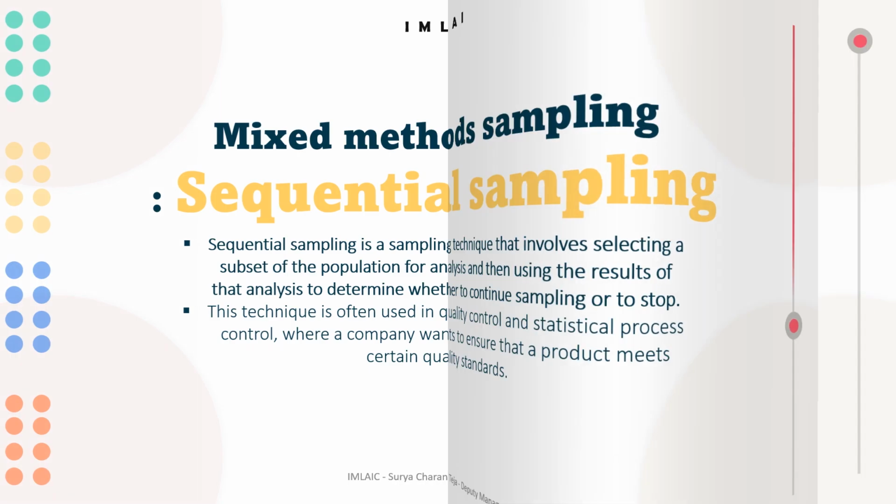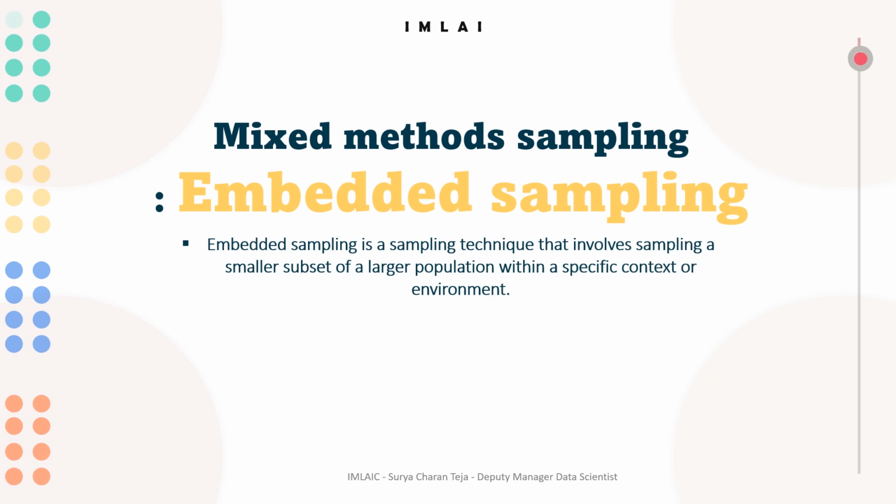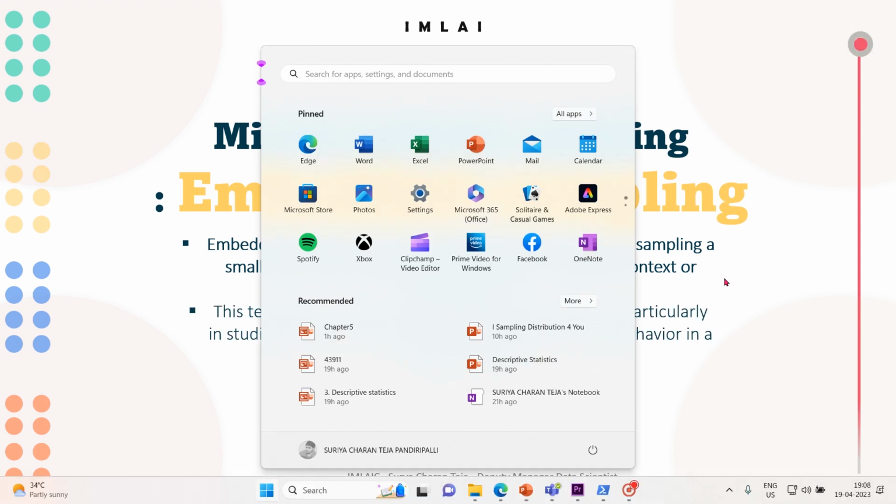So next we will be looking into the second method or technique under mixed method sampling. So that's embedded sampling. Embedded sampling is a sampling technique that involves sampling a smaller subset of a larger population within a specific context or environment. So this technique is often used in social science research, particularly in studies that involve observation or measurement of behavior in a specific setting. Let's look into one example.